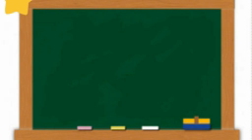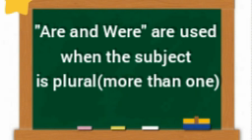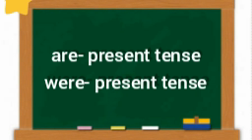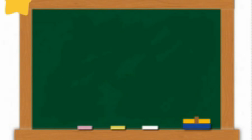Now, let's proceed to the linking verbs are and were. The same properties of the verb that we need to remember: the tense of the verb and the number of the subject. Are and were are used when the subject is plural or more than one. Are is used when the verb happens in the present, and were when the verb happened sometime in the past. Study the given examples.